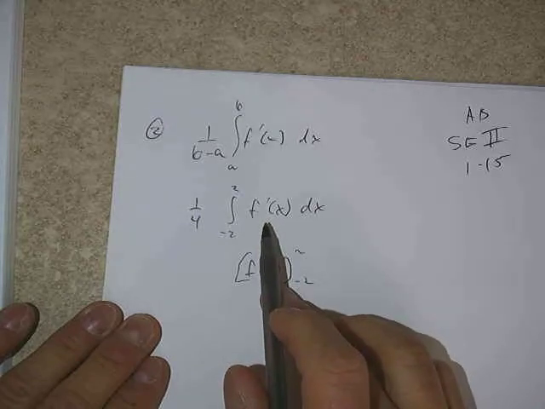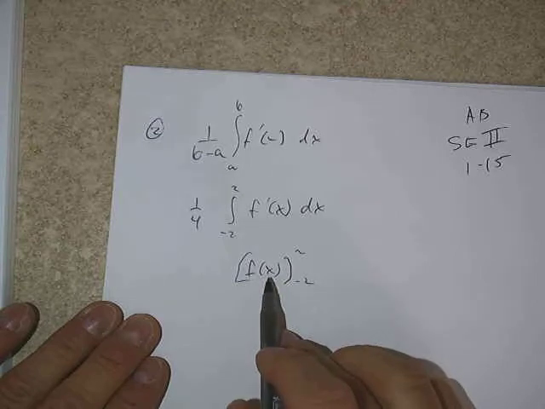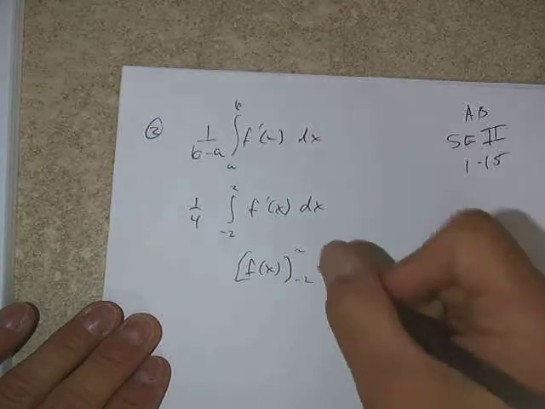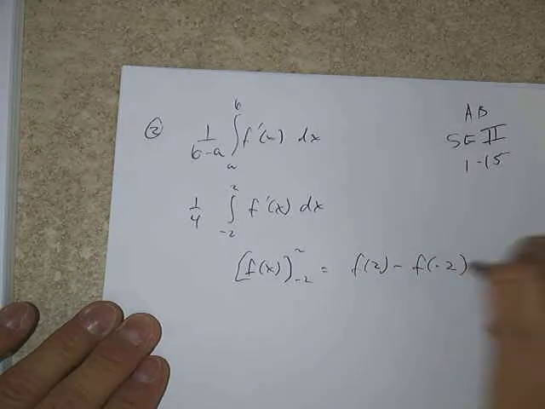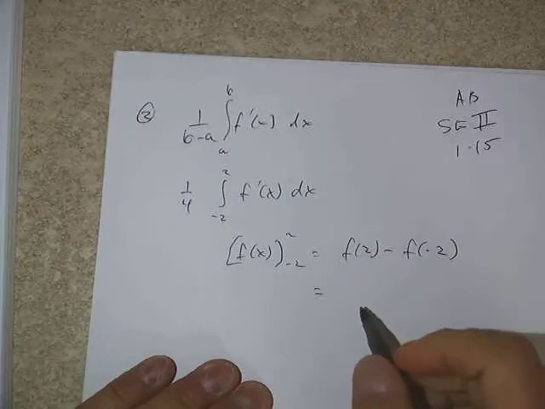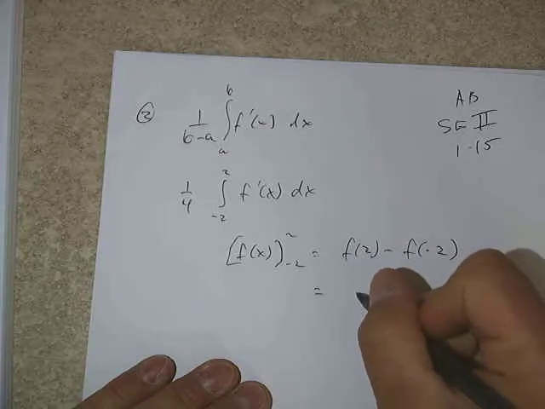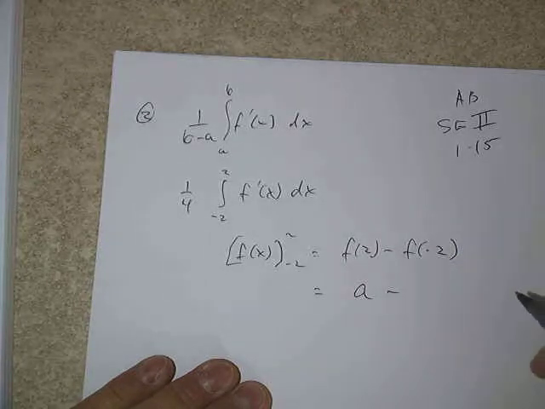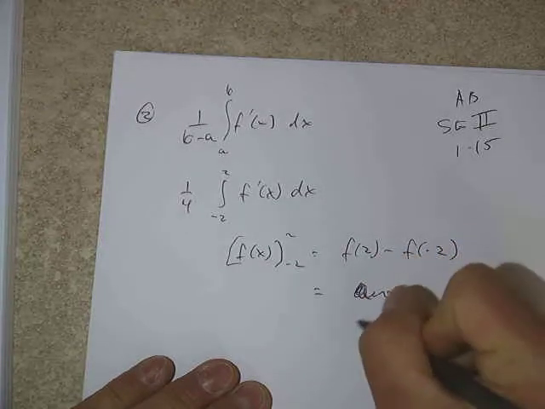Remember, the fundamental theorem tells us all we need is an antiderivative. So if it's a definite integral, we can find an antiderivative of f prime, which is f, and evaluate it at 2 and -2. And so ultimately we get f of 2 minus f of -2. And what do we know about f of 2? That's right in our chart, isn't it? F of 2 is what? A? Okay. F of -2? Oh, it was E, sorry.